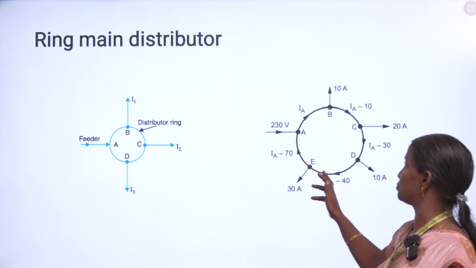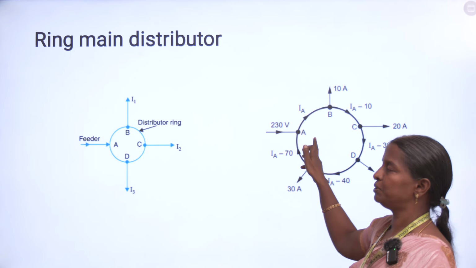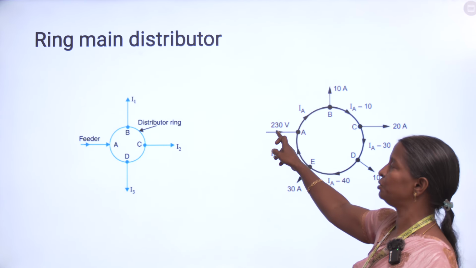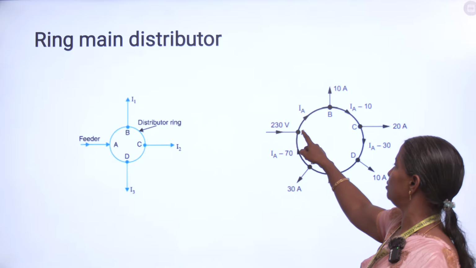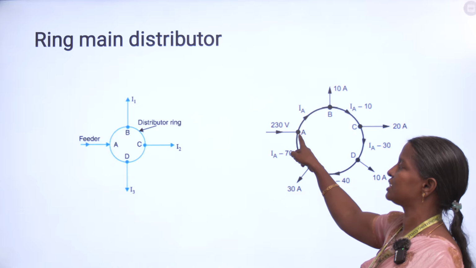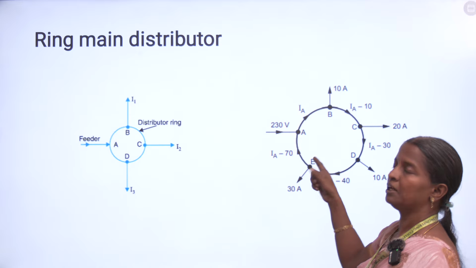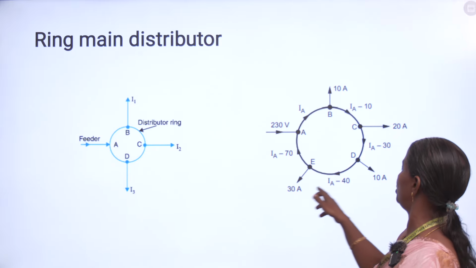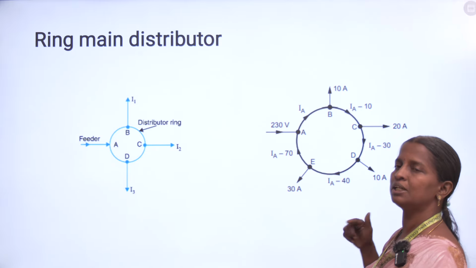For example, you take this one. This is a ring main distributor, a DC ring main distributor, and here we are feeding a voltage of 230 volts at point A. For calculating IA, they are giving the current direction in the clockwise direction. But based on the voltages and the current values, that is, based on the load here, the current will reverse at one point.